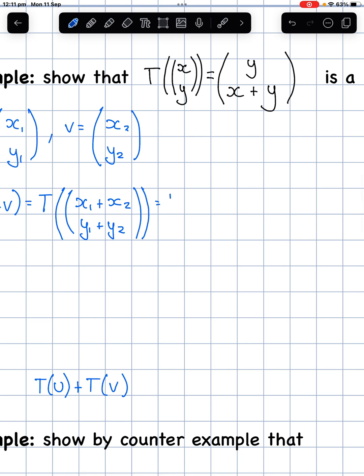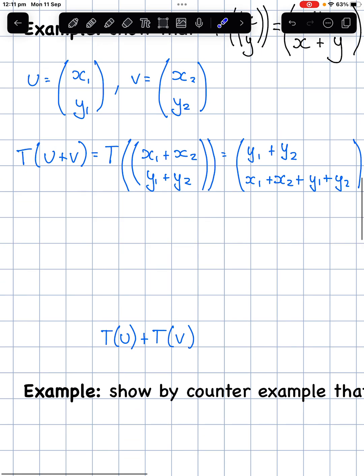And this equals T. I don't need the T anymore, sorry, let's get rid of that. So it now equals, for the y value, y1 plus y2. And then x plus y, so our x value is x1 plus x2 plus y1 plus y2.